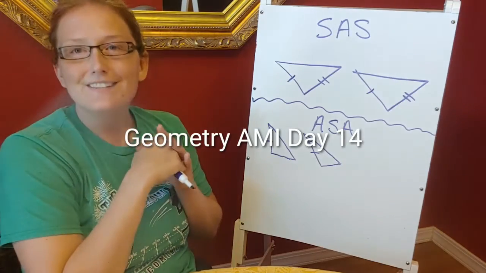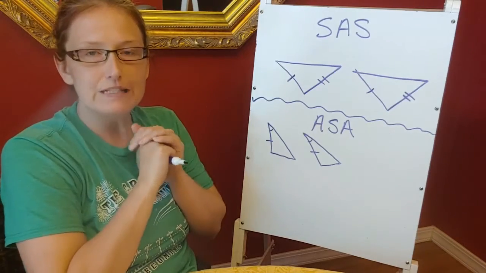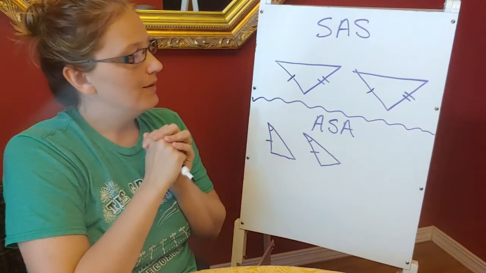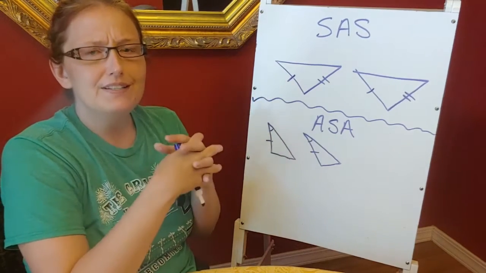All right, geometry. This is your day 14 AMI. We're working on triangle congruence. There are several different types of triangle congruence. We're going to work on these piece by piece.